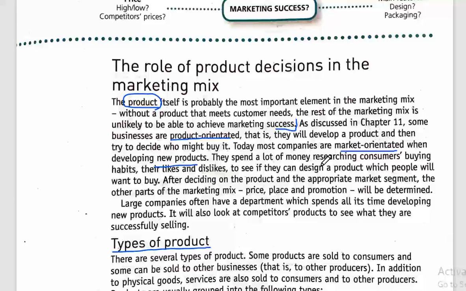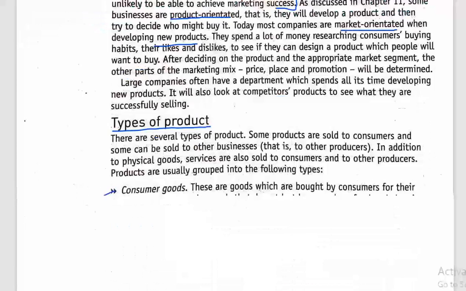Okay, so after deciding on the product and the appropriate market segment, the other parts of the marketing mix, place, price, and promotion, will be determined. So what I need you to understand from this paragraph is that the most important marketing mix element is the product, because based on the product, I will be able to make all the rest of the decisions for the rest of the marketing mix.